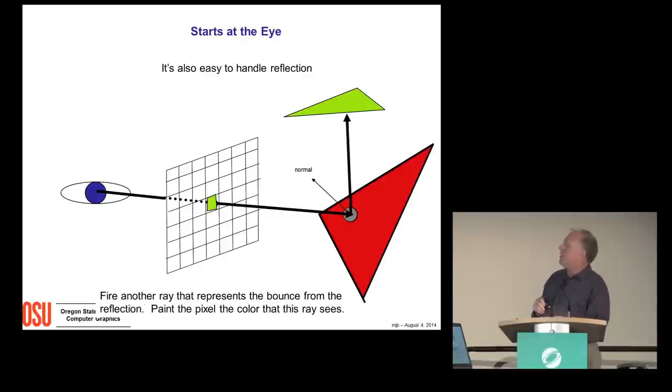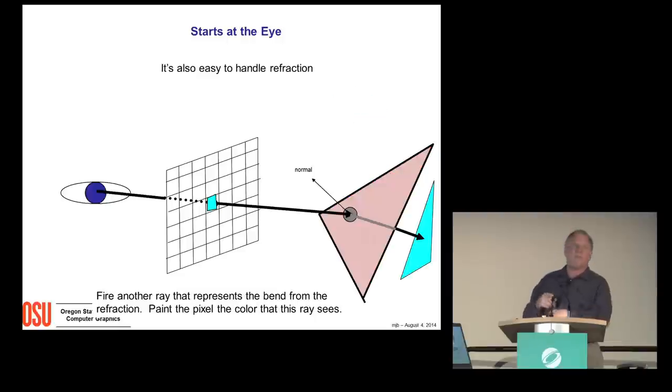Supposing this is a reflective object, a mirror. We fire the bullet, we do angle of reflection equals angle of incidence, and we see what it sees. And so now we draw into there not the color of the object we hit, but the color of the object that we reflected and hit. And it gets even better because we can do refraction. We fire the bullet, we hit an object, it's a translucent refractive object, you know, the pencil in the glass of water effect. We bend light, and now that's the color we put in that pixel.